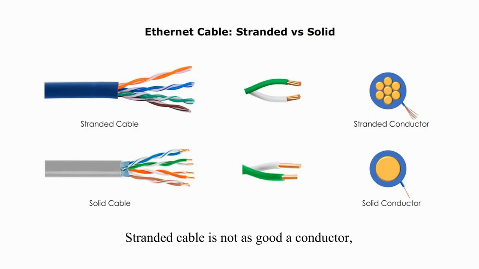Stranded cable is not as good a conductor, but is more flexible and stands up to handling without breaking. It's good for patch cables. Solid core twisted pair cable is a better conductor, but will break if mishandled. TIA-EIA specifies that horizontal cabling should always be solid core twisted pair.